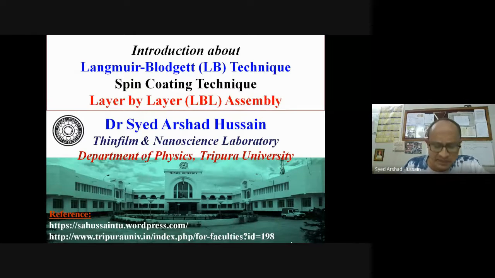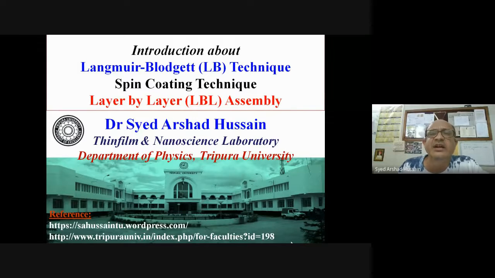Today, this FDP is on thin films. Basically, we tried to design the program so that we can give the participants an overview of thin film science, preparation techniques, and some characterization, highlighting applications also. It's a very vast area. There are a number of thin film deposition techniques. It's difficult to cover all the techniques in one program. So we designed this program to highlight some selected deposition techniques based on our expertise, as well as based on the duration of the program.